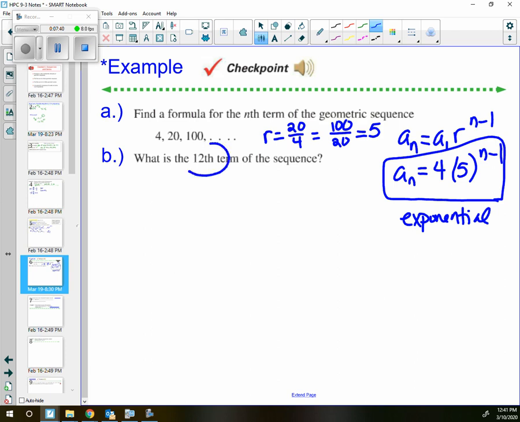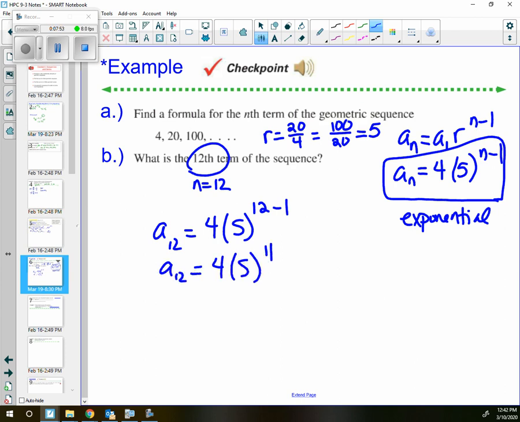So now we want to find the 12th term. That just means that n equals 12. So if I want to find a sub 12, it would be 4 times 5 to the 12 minus 1. In other words, I need 5 to the 11th. So I would need to multiply 5 to the 11th and then multiply that by 4. So whatever that term would be, that would be the 12th term in the sequence.